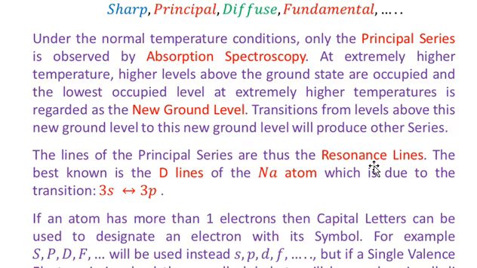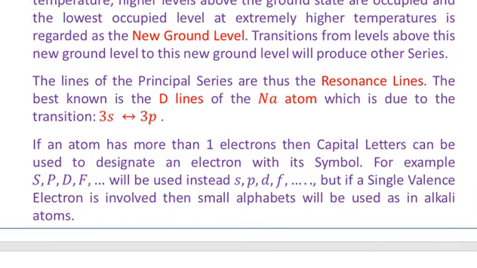I have explained the word resonance to you. The best known are the D lines of the sodium atom, which are due to the transition from 3s to 3p or from 3p to 3s. This is the double-sided transition. That is, you can make the transition from 3s to 3p, and also the transition from 3p will decay to 3s, giving you the same wavelength. That's why these two levels are regarded as the resonance levels.